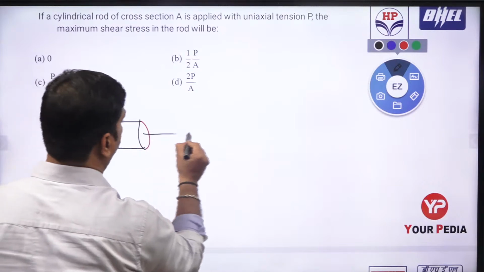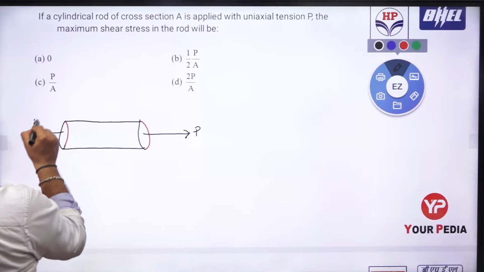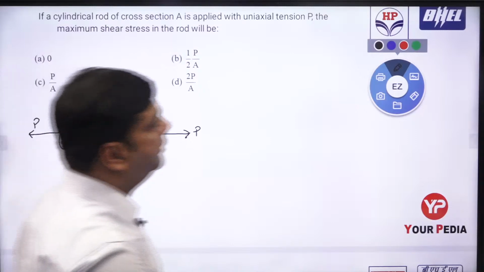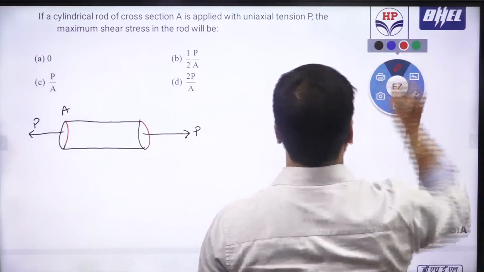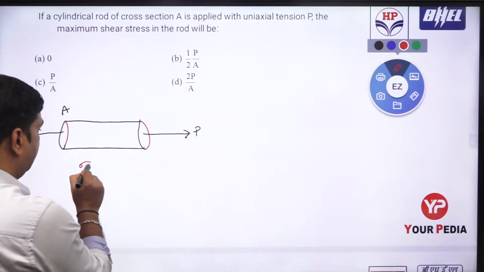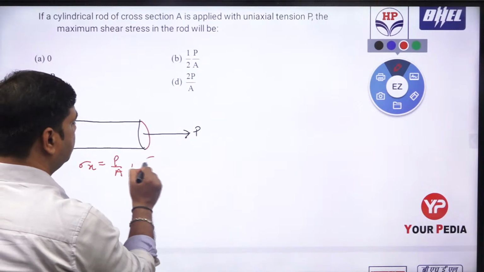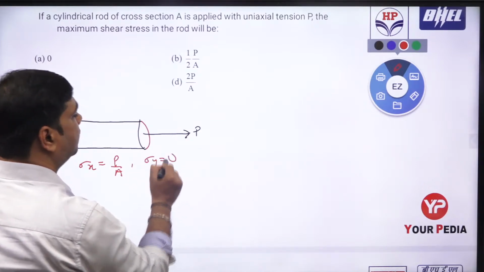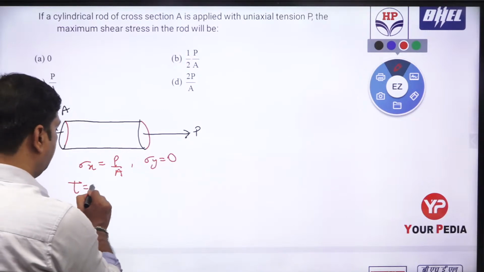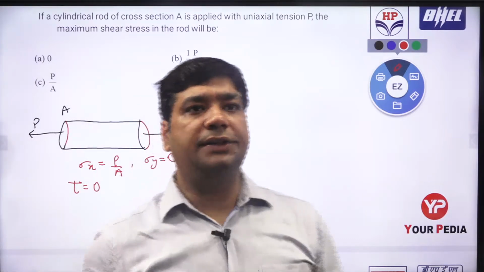Is subjected to a P force like this, and having the area A. Cross section area कितना है? A. Okay. So if I'm just see here, that is sigma x having the value of P by A. If I'm just talking about sigma y, there is no stress along the y direction, so sigma y equals 0. If I'm just talking about tau, it is also 0 because it is a uniaxial loading where a member is subjected to a tension.